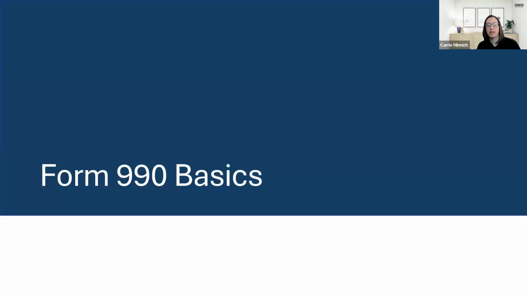Today, we're going to be talking about Form 990, which is a very important document for all nonprofit organizations. We're going to start off by talking about some basic information about the form and then get into actually looking at different sections of the form. Don't worry, we're not going to go through every page of the form, but just want to highlight some key areas that are important for you to look at when you're reviewing your own organization's Form 990.